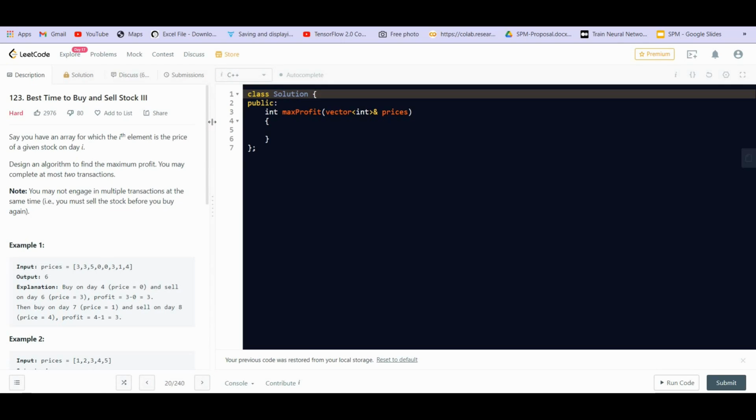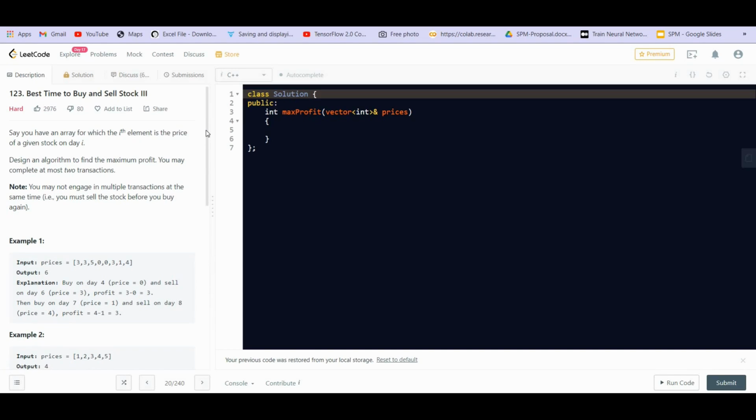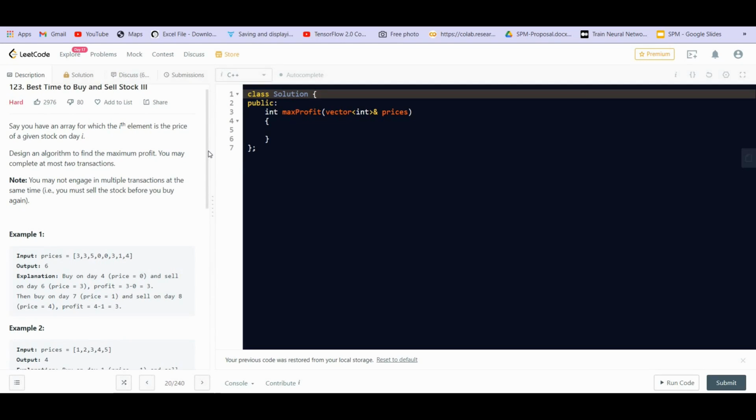So we have an array, and the elements in the array are the prices of a certain stock on a particular day. Now we have to design an algorithm to find the maximum profit, and you may complete at most 2 transactions. In part 1, we had to complete at most one transaction. In part 2, we had no restrictions over the number of transactions, and in this part, we have to complete at most 2 transactions.